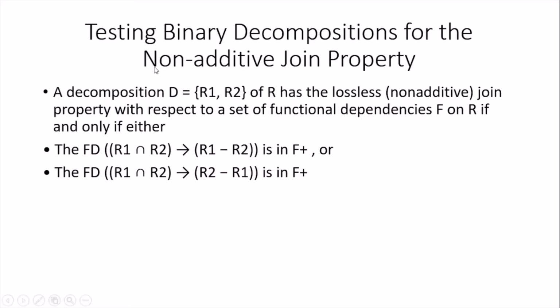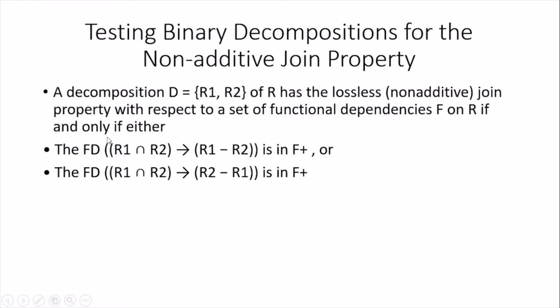Now we'll have another test, that is for binary decompositions for the non-additive join property. You have a binary decomposition, which means that your universal relation is split into two relations. So a decomposition D equal to the set R1, R2 of capital R has the lossless non-additive join property with respect to a set of functional dependencies F on R if and only if either this condition or this condition is true.